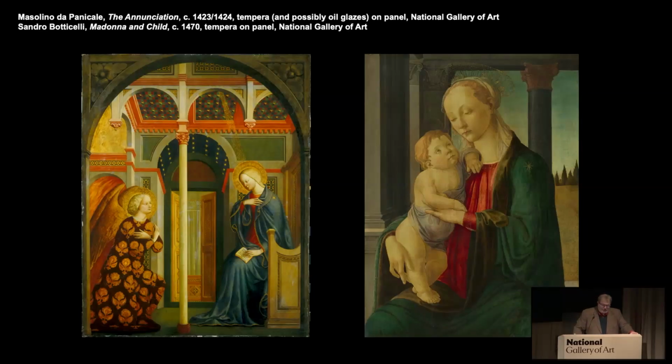Masolino is a contemporary of Masaccio, the great Florentine painter of the 15th century. They were friends, they shared commissions, so they were well aware of each other. And we have this wonderful Annunciation by Masolino. And you'll notice some of the things relating to what we just were talking about.